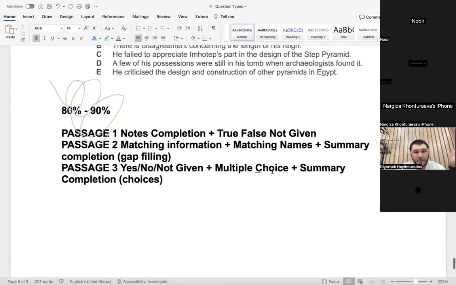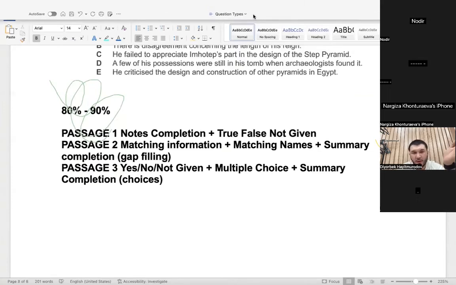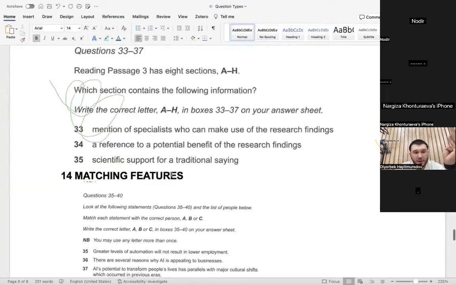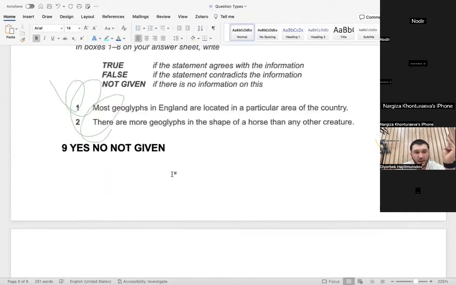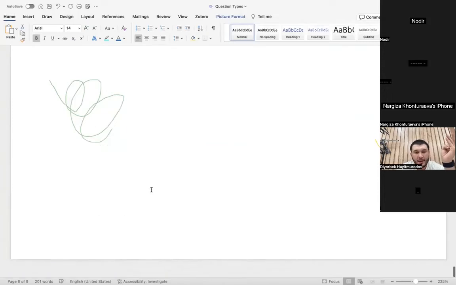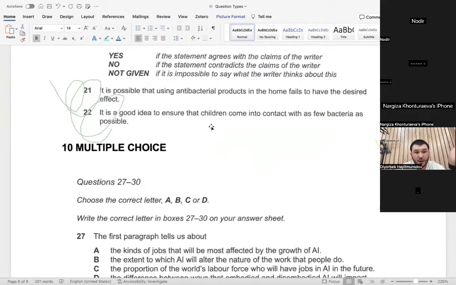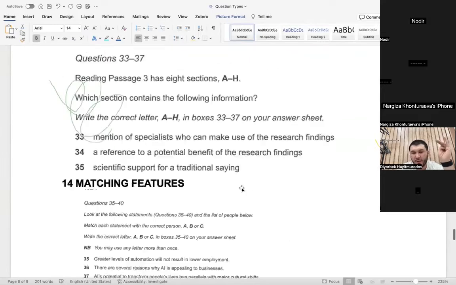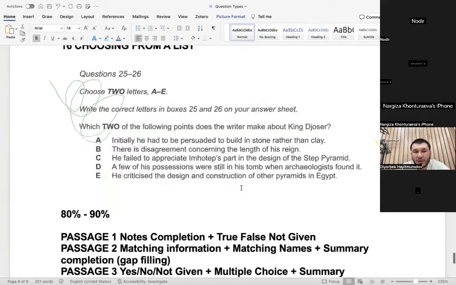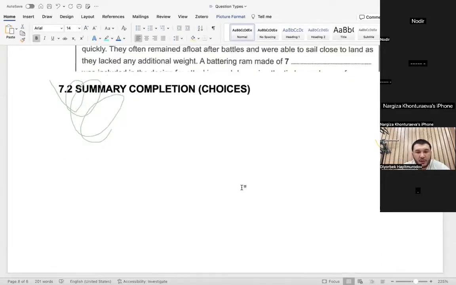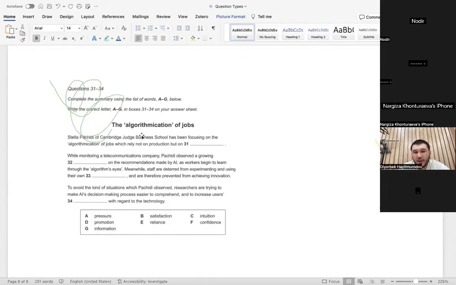And then summary completion, gap filling questions. And yes, no, not given questions you have in passage 3. Then you have multiple choice questions. They are in order as well. And finally, we have summary completion, choices type. You see, they give you choices and you need to decide which one matches which gap.